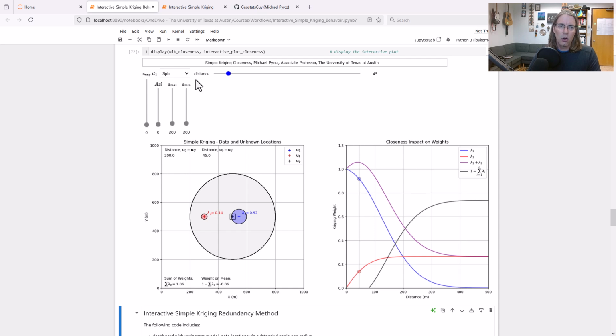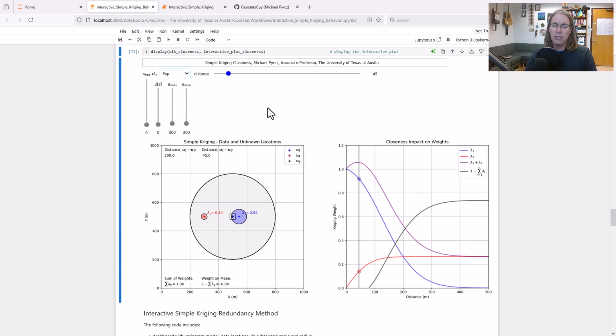So in this dashboard, we're going to switch it to exponential. To be honest, I think I haven't configured it for spherical. It didn't seem to be working, but I have it set up. I can see it looks like an exponential result. We'll work with that. What this is going to do is allow us to explore closeness, i.e., what happens as we change the distance of a data point away from the unknown location. Let's look at this plot.